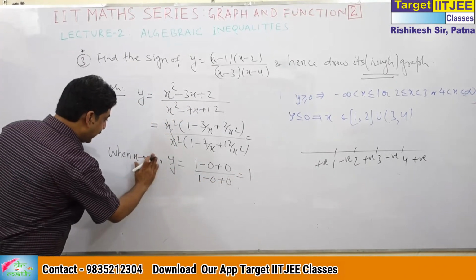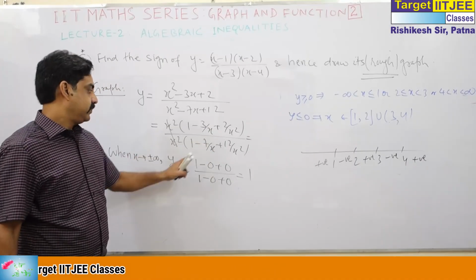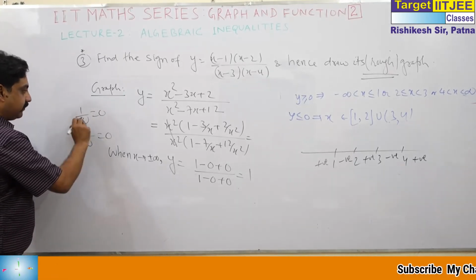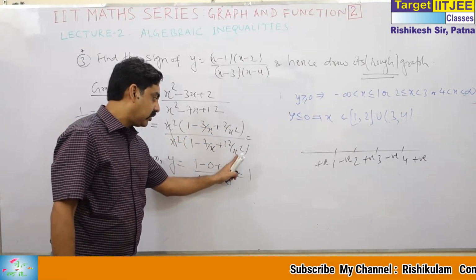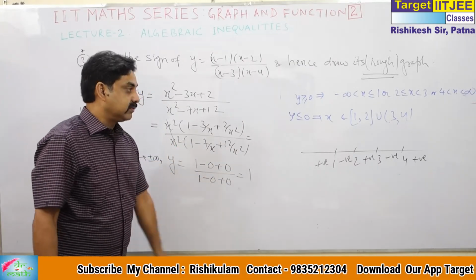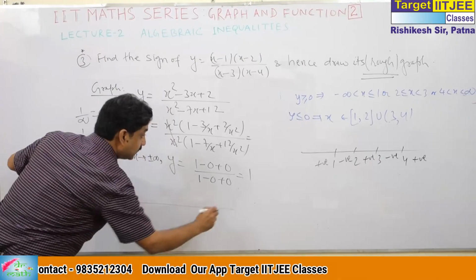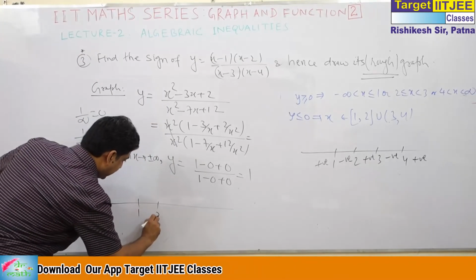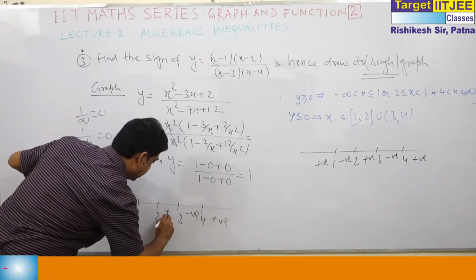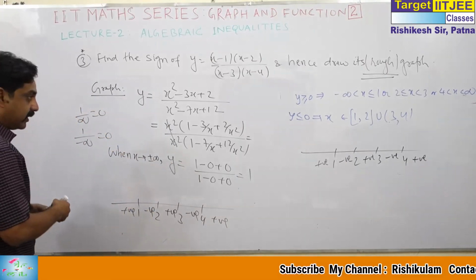Means at plus or minus infinity, whether it is infinity or minus infinity, both 1 by infinity is 0 and 1 by minus infinity is also 0. These terms become 0, and its value is 1. Now the graph can be drawn only through the sign scheme, which we have done earlier. But this is a very important point here.